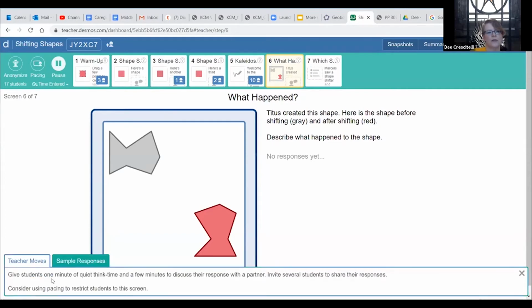Another nice feature about Desmos is it's got some teacher moves. And so if you're new to using this technology, it gives you some things to think about as you're going through the different screens in the pre-made activities, which is really helpful. Okay, any questions? Okay, so we'll go back to the presentation.